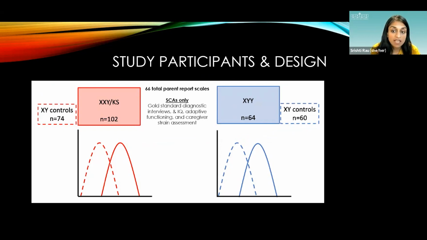Within the SCA groups only, we also acquired additional data about psychiatric diagnoses using gold standard diagnostic tools. We also assessed aspects affecting daily functioning in the SCA groups, including an IQ assessment, an adaptive functioning assessment, and a questionnaire assessing caregiver strain.